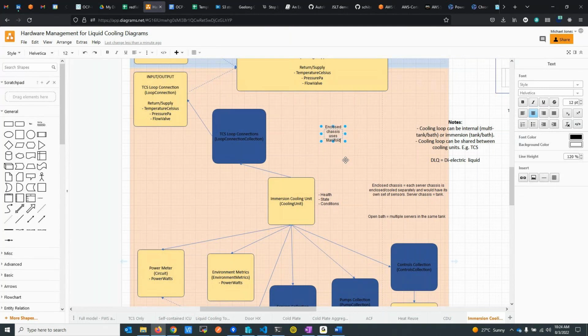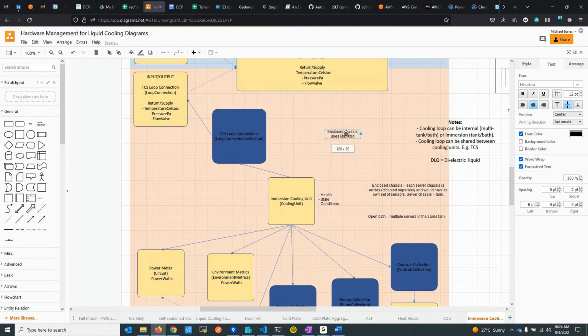So we can. There's no problem with covering that scenario because we do the same thing with cold plate. The only difference here is that, and I'll update the diagram to reflect this, the chassis is slightly different because the chassis surrounding a server is an immersion cooling unit itself. It's a tank. So I will get that updated.